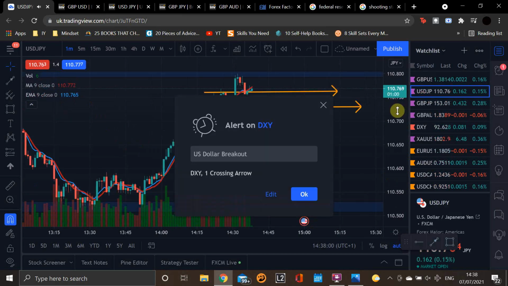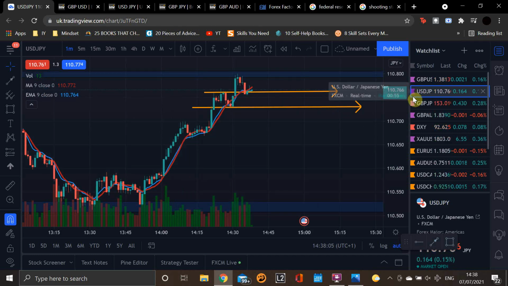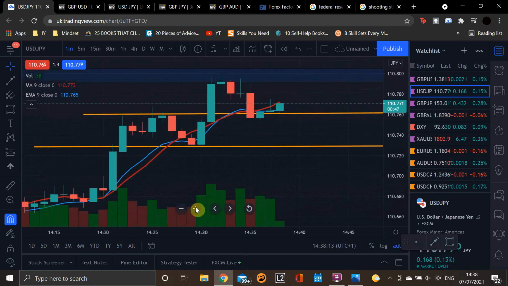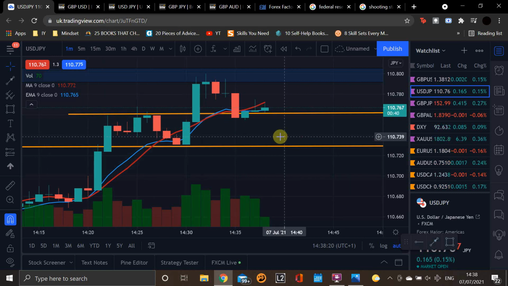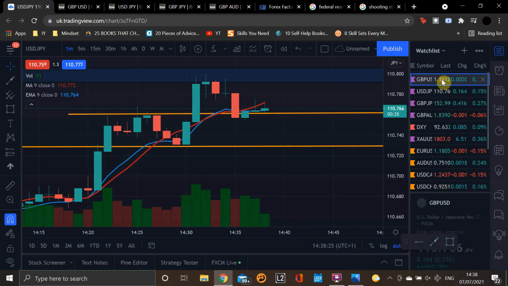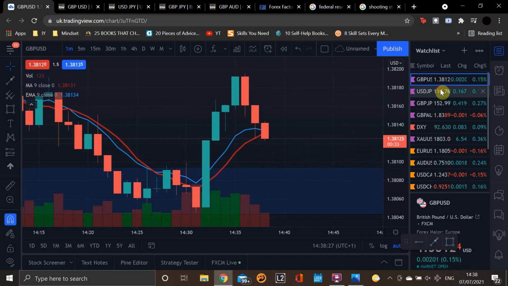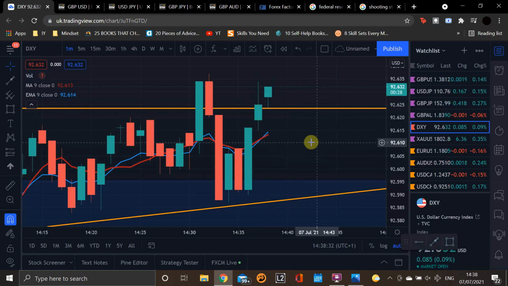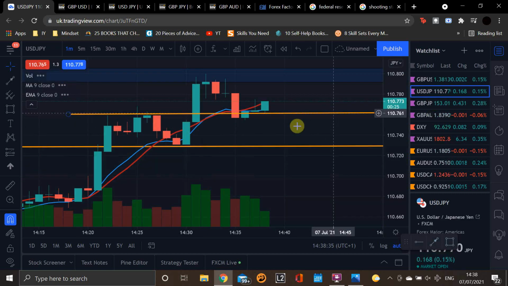What I'm trying to do is USD JPY, definite buy. However, the moving averages are not exactly doing what I want them to do. You have to wait a little bit. Let's look at GBP USD. Look, DXY is breaking out again. So USD JPY also has to break out.